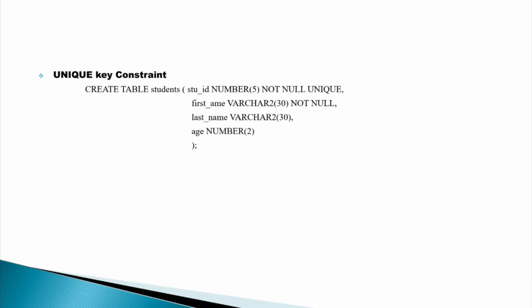Unique key constraint. If we want data to be unique in a particular column, then we need to define a unique key constraint. Here this is the syntax of how we define the unique key constraint. After that column you can write the unique keyword that will define the unique key constraint. Here it will not allow you to insert duplicate records in the STUID column.